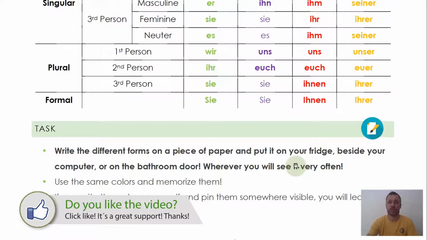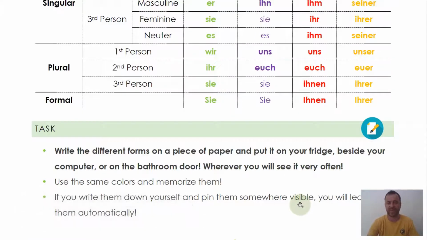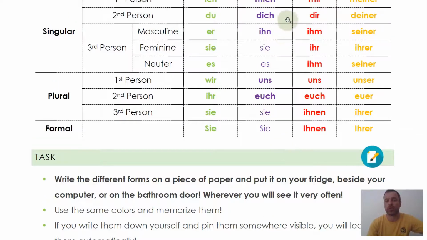So that's why I recommend you don't just print it out, don't take the easy way, take the time to write it down yourself and then put it somewhere where you can always see it, like your fridge, next to your computer, or maybe the bathroom door, somewhere where you pass by several times during the day or where you're sitting the whole day anyway. This will help you a lot to memorize those different forms.